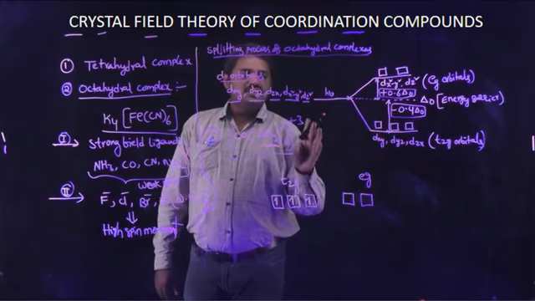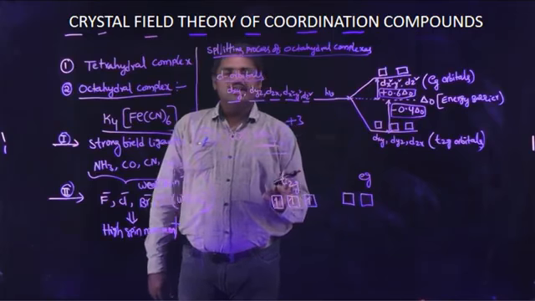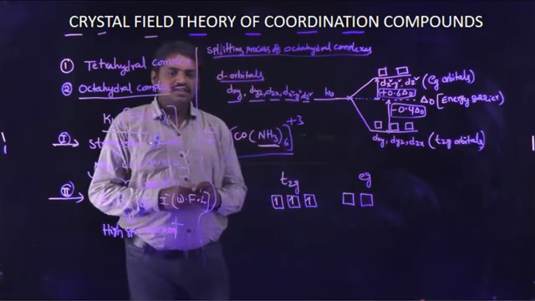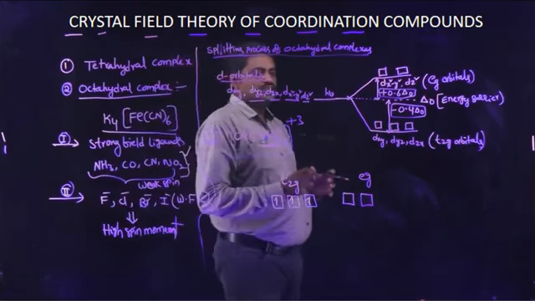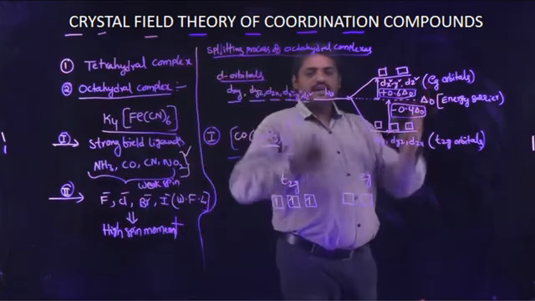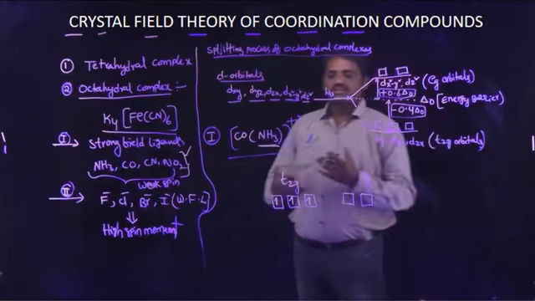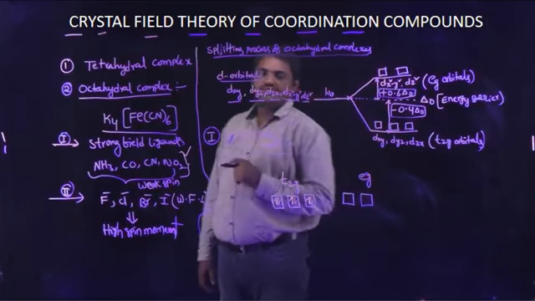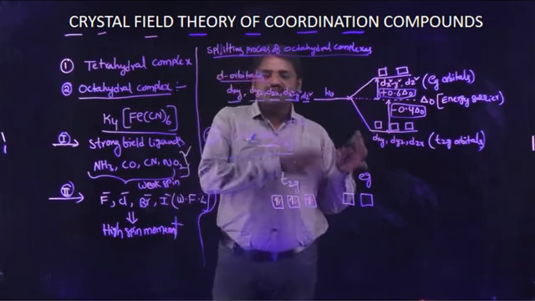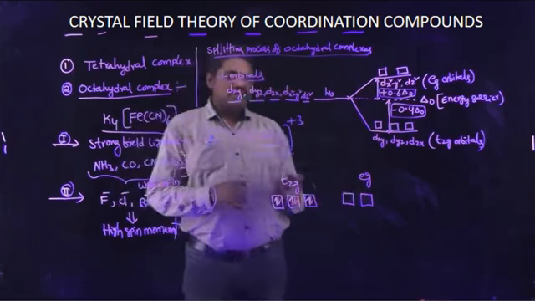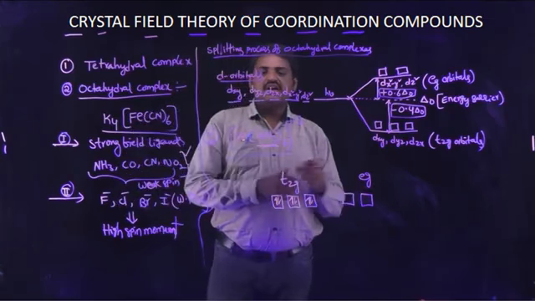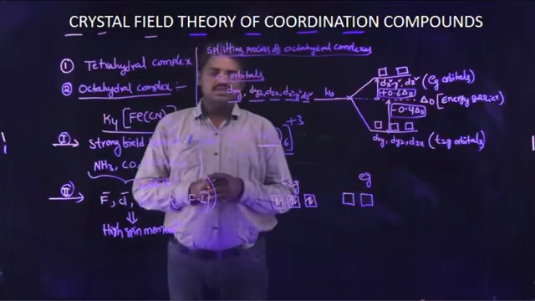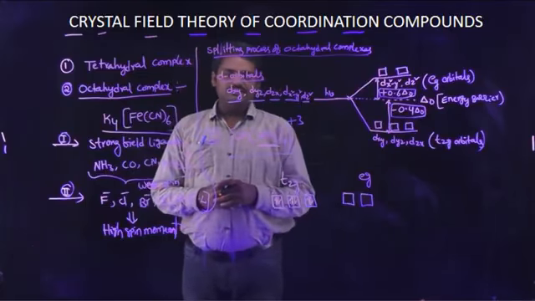But these ligands are low spin ligands, so the electrons do not move to the excited state level. Only the t2g levels are filled with electrons, and the electrons do not touch the eg orbitals. Okay, so this is the pairing order in this complex. This is the electron configuration.